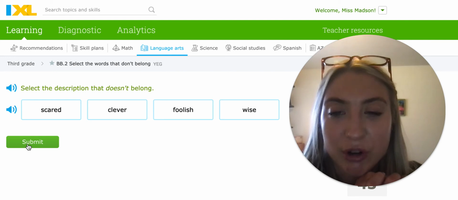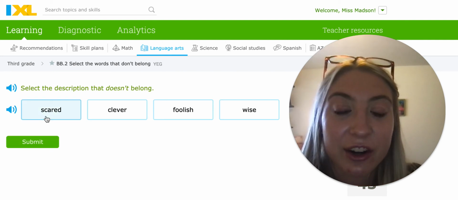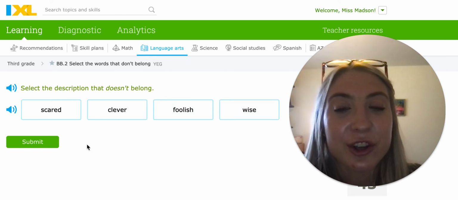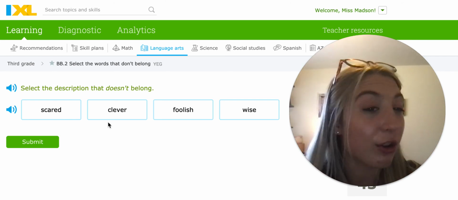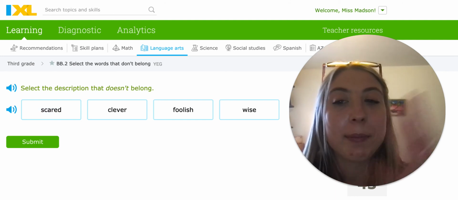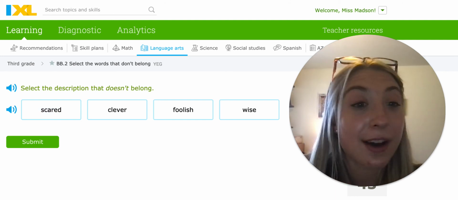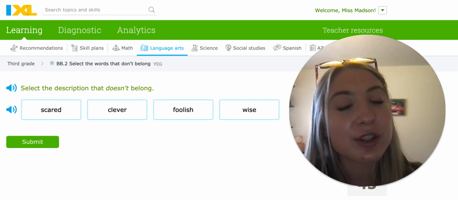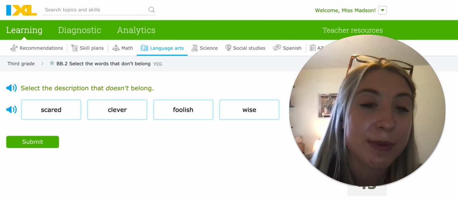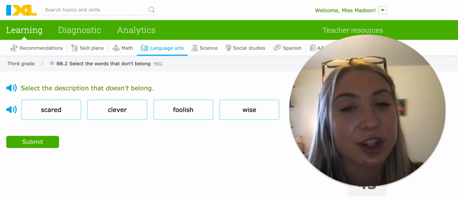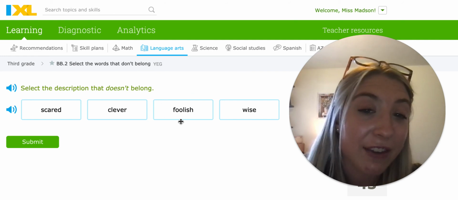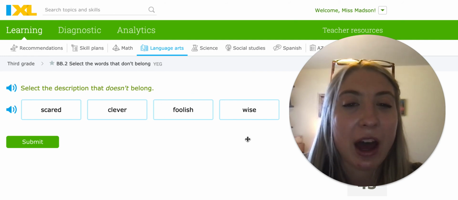Select the description that doesn't belong. Scared, clever, foolish, wise. Scared is something where you could be scared of the dark. You're just getting nervous. Clever means quick to understand. Foolish is kind of the opposite of wise. It's lacking a good sense of judgment. But wise is having a good sense of judgment. So these all kind of go with quick to learn, a good sense of judgment, not having a good sense of judgment. It's all about how we think.